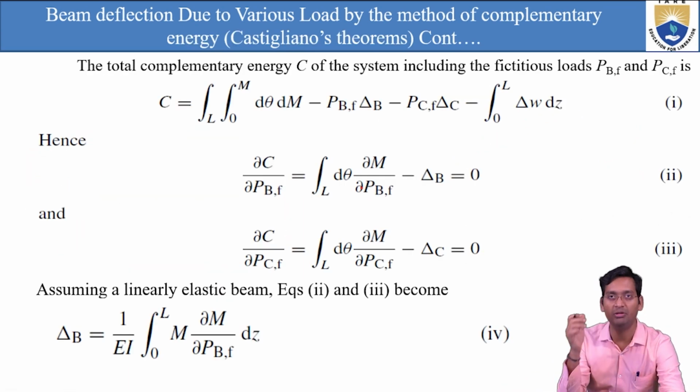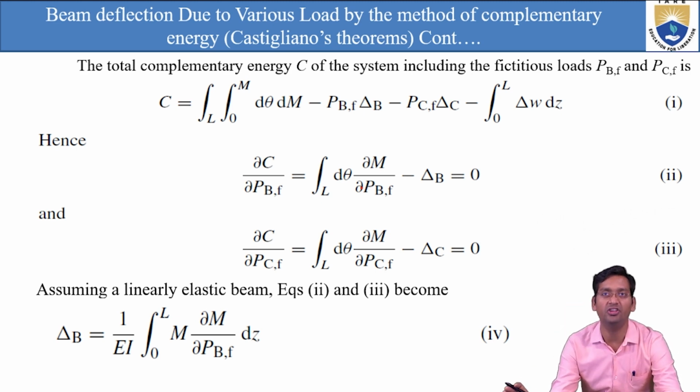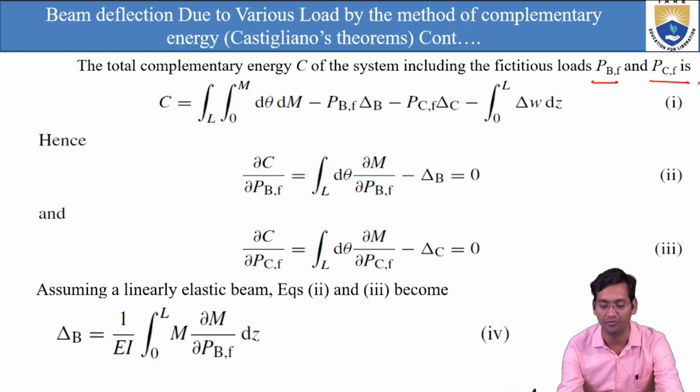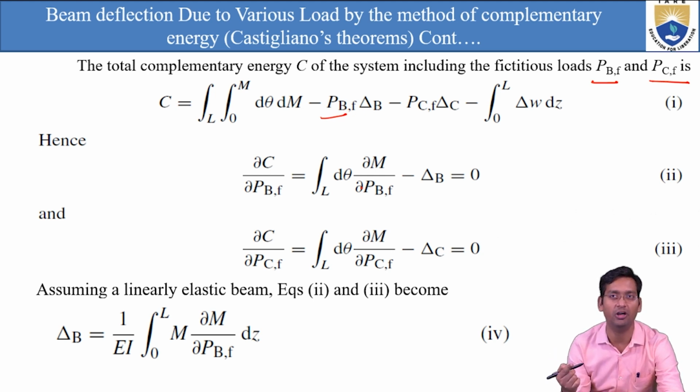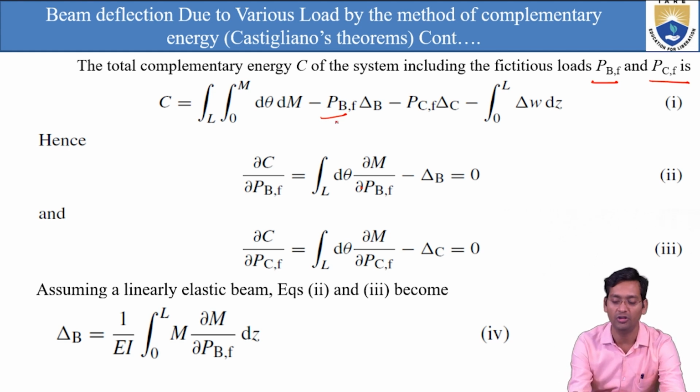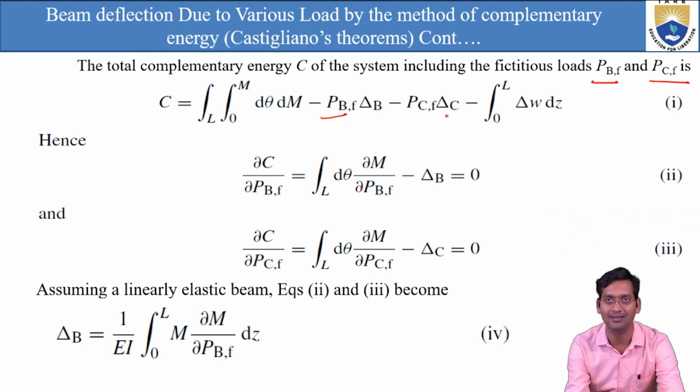So, now just see what we will do. We will apply the complementary energy equation. So, the total complementary energy C of the system including the fixed loads PBF and PCF is. So, just see here, this is the load and because of PBF, what will be the deflection? Delta V, that already we had seen at this point, like P2 delta 2. So, here PBF at point B, so delta B is the deflection. Similarly, PCF minus delta C, these two are downward, so negative.